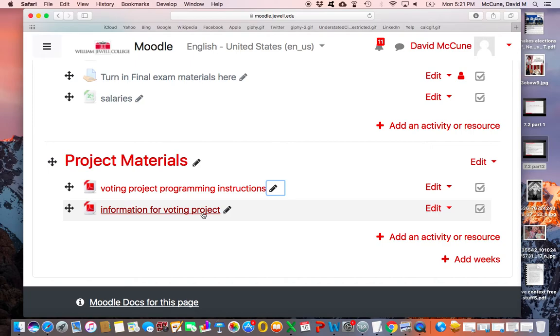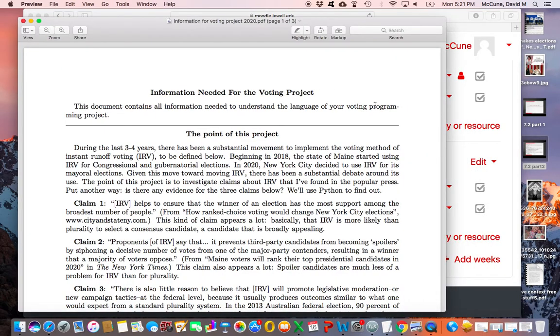Okay, so the point of this project is to solve a problem, or I guess maybe three problems are embedded in this project. And these problems are at sort of like the forefront of voting theory, you might say. We're basically going to the research horizon in social choice theory, and we're going to use Python to help us investigate these big questions. So I'm going to start by talking about this second document here, this information for voting project. Let me bring that up.